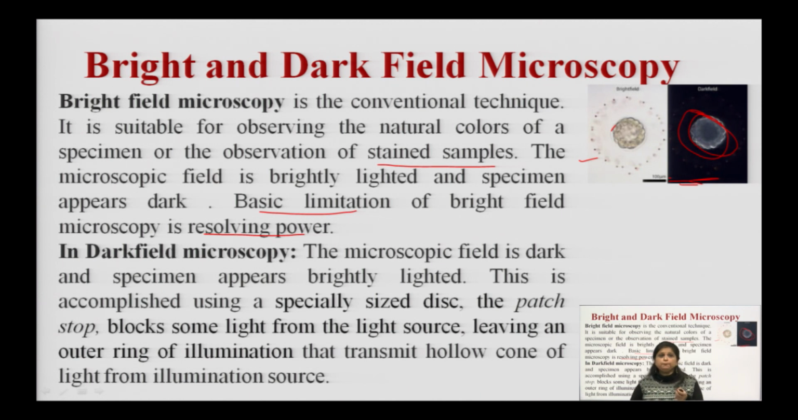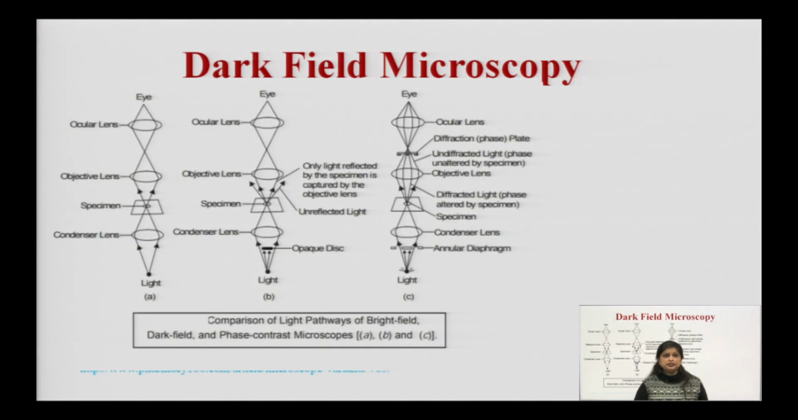So that is why a stopping block was attached in the path of light. So how can you differentiate? You can easily see this slide. This one is the image of a bright field, and this one is the image of dark field, and even phase contrast microscopy.